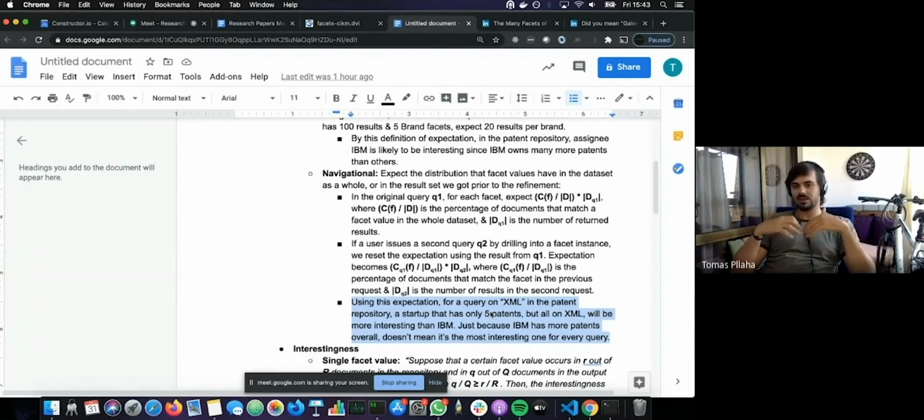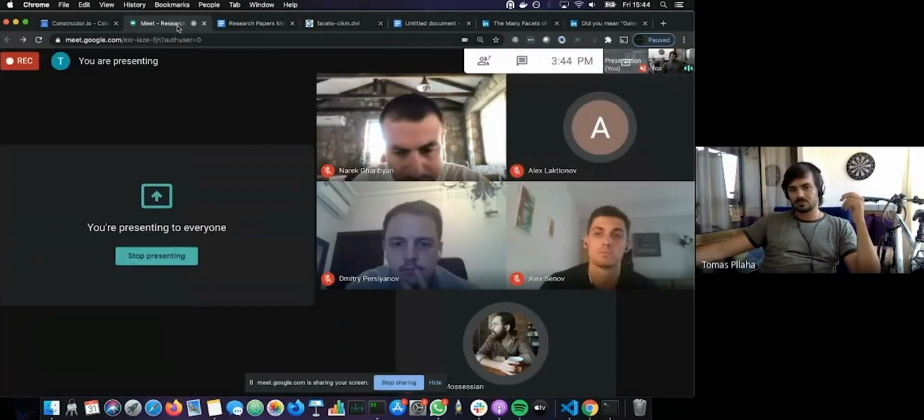But if your query has 100 results, and 5 of them are from this startup that has 5 patents, that's 5% coming from this startup, but you would expect to see way less than 5% because they have like 0.1% of all patents in the data set. So you say, okay, this is surprising, so these are probably worth showing. Does it make sense?